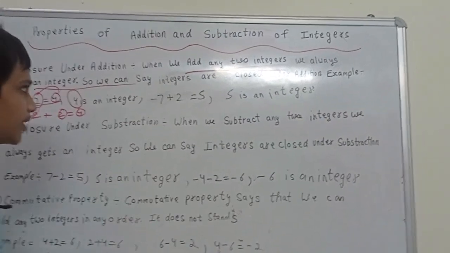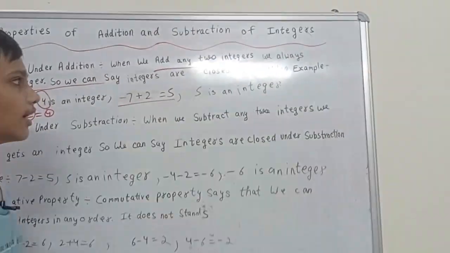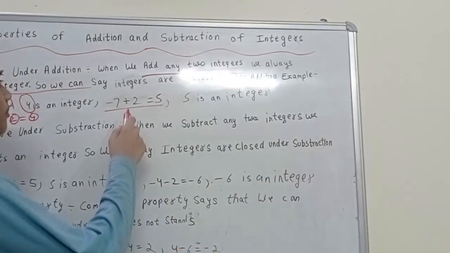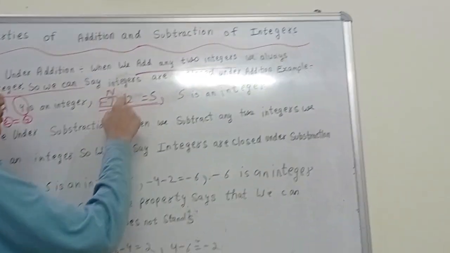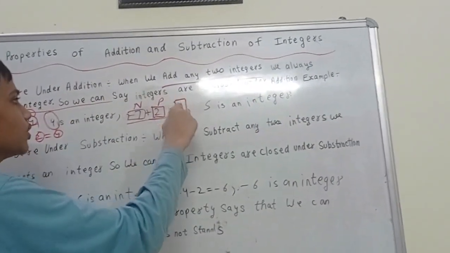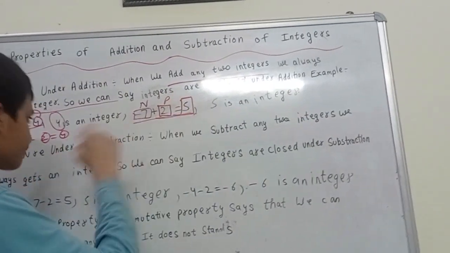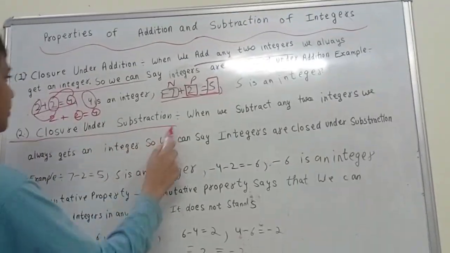So we can say that when we add two integers, we always get an integer. The second example is minus 7 plus 2, which is equal to minus 5, and minus 5 is an integer. Minus 7 is a negative integer and 2 is a positive integer, and the answer is negative. And the second property is closure under subtraction.